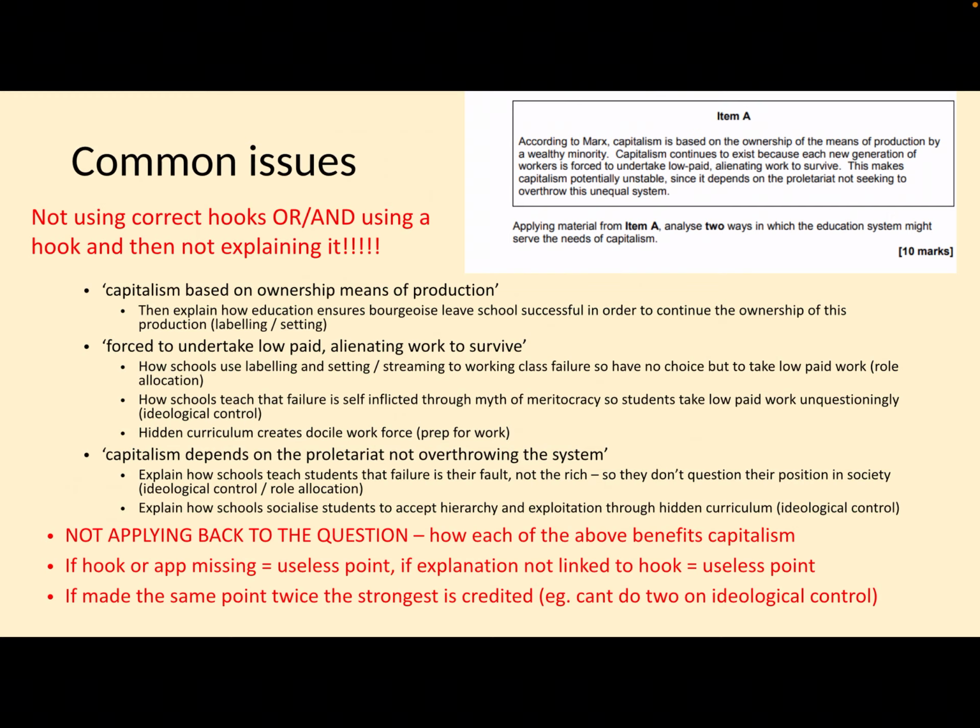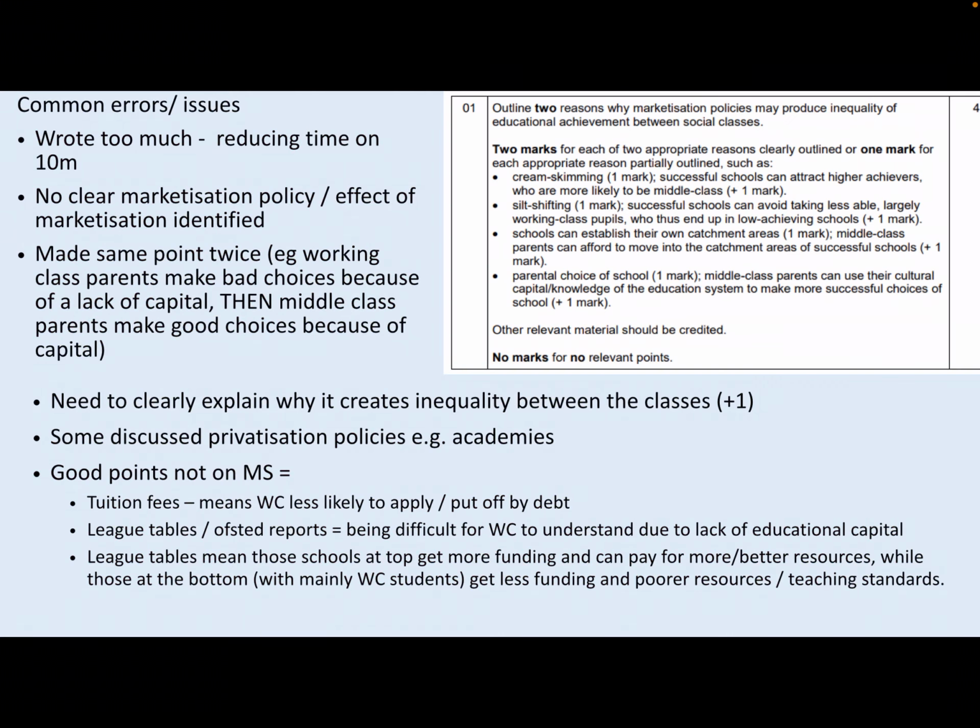Okay, so that's the end of the theory section, and that bit was out of 20. Okay. So, I'm going to talk to you now about the educational policy section, and then I'll talk to you about overall grades at the very end when we're in class, hopefully. So the first question, educational policy, was: outline 2 reasons why marketisation policies may produce inequality of educational achievement between social classes.